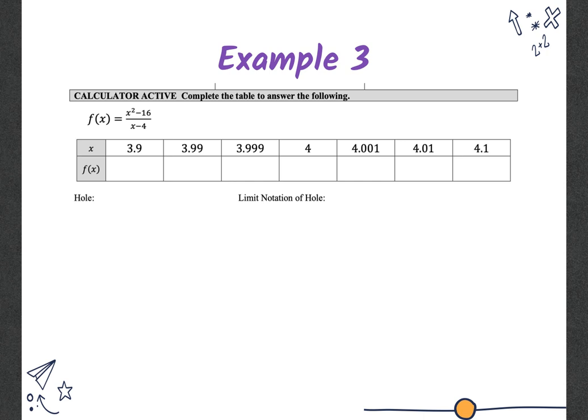All right, so x squared minus 16 over x minus 4. I'm going to do y1 of 3.9, and then y1 of 3.99, and then y1 of 3.999.